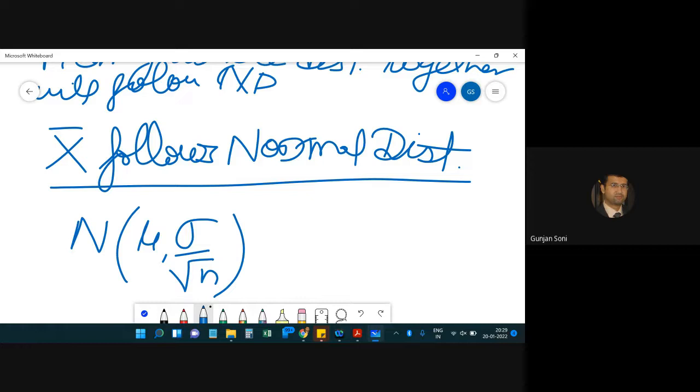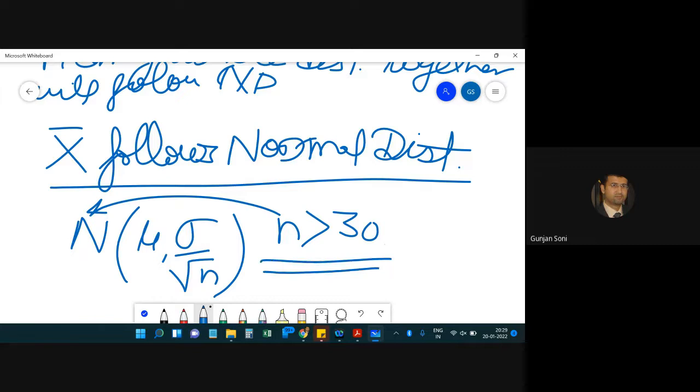Now, with this assumption, it is normally distributed when n is greater than 30, then no problem. That's why, while grading is done, if your section has less than 30 students, we don't go for relative grading, we go for absolute grading.